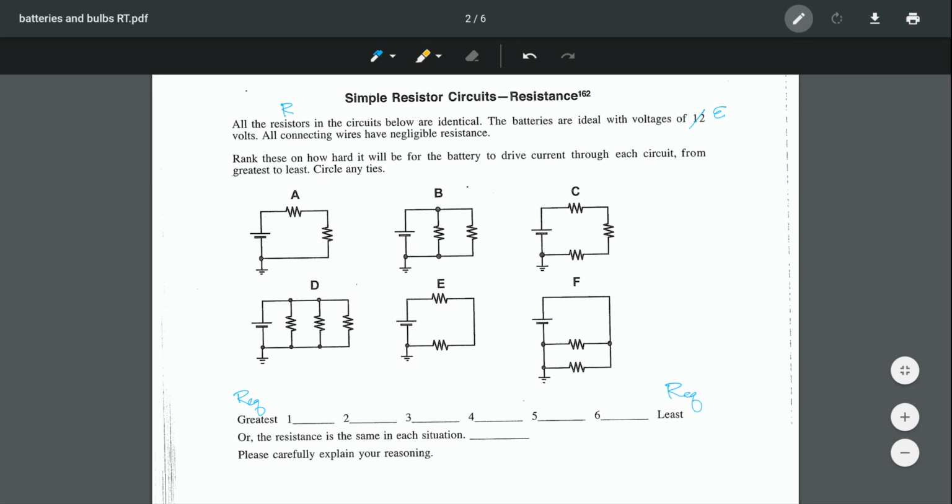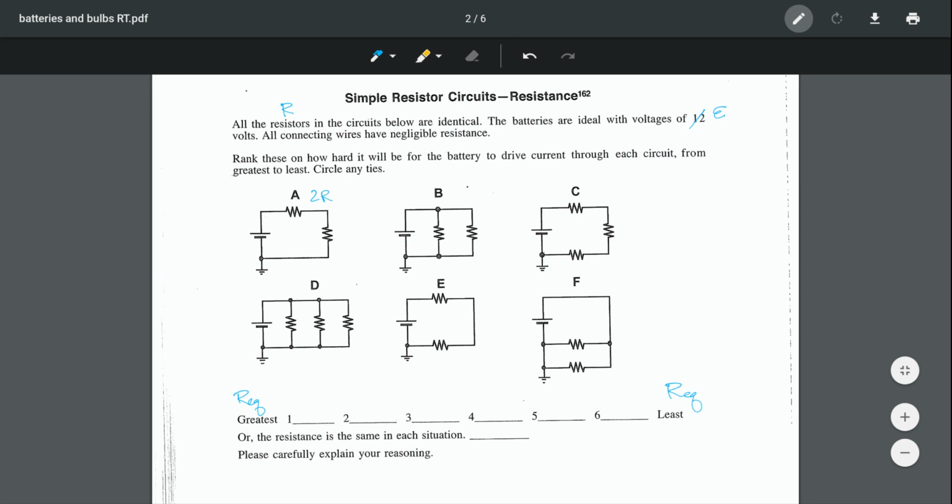This is a good practice to do as you're working through these ranking tasks when you're told everything's identical, or sometimes you're given a proportional difference. Just put it in symbolic notation and work it that way. So for case A, I can see that I have two identical resistors in series. So my equivalent resistance here is going to be 2R.